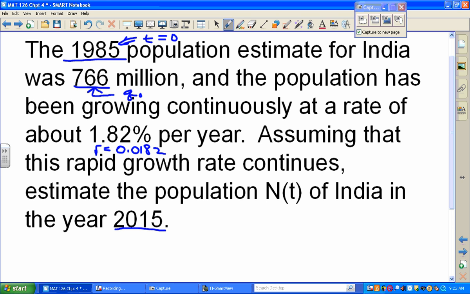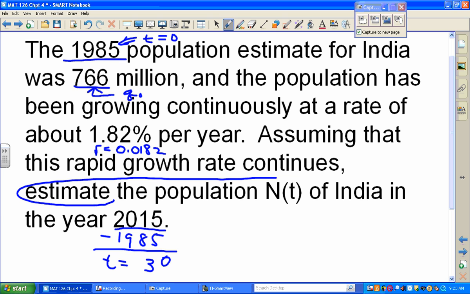Assuming that this rapid growth rate continues, estimate the population in the year 2015. Minus 1985. T equals, what do we say it equaled? 30. Estimate the population. That means you're looking for the ending amount.